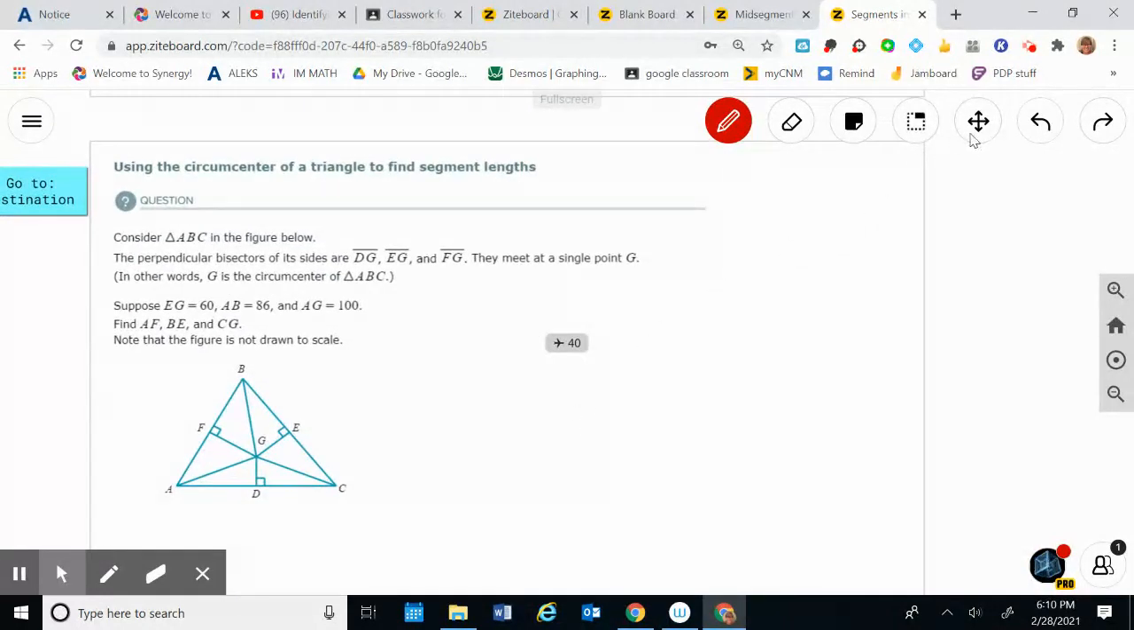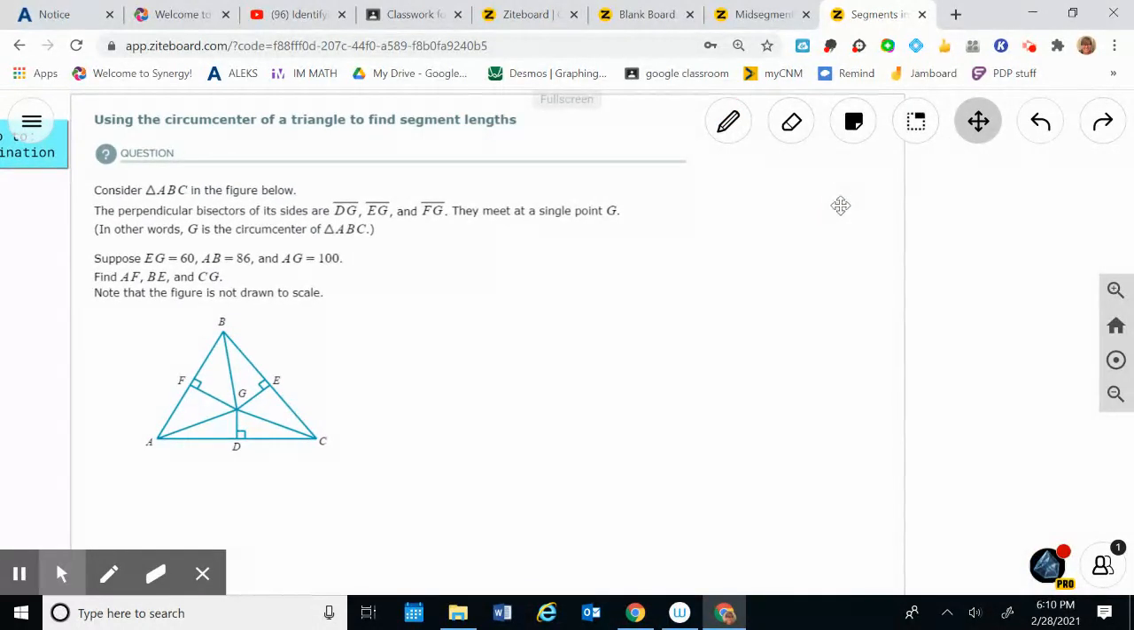Now you're going to be using these points of concurrency. Say that to yourself: points of concurrency, where these particular segments meet. They all meet at a special point at different points, and those are what I gave you on Friday. Consider triangle ABC in the figure below. The perpendicular bisectors of its sides are. Now, what it isn't doing is giving you the rest of the segment. When we constructed it, we had that whole piece sticking up. They eliminated that, which is kind of nice.